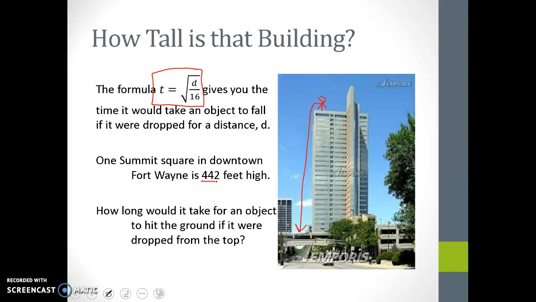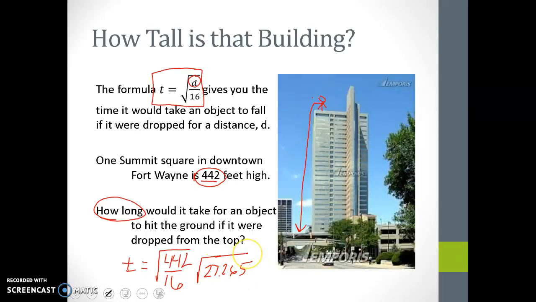So the question is, how long would it take for an object to hit the ground if it were dropped from that distance? To find the time, we would simply plug in the height of the building for our distance. So it's going to be the square root of 442 divided by 16. The first thing we could do is take 442 and divide it by 16. That's going to give us roughly 27.265.